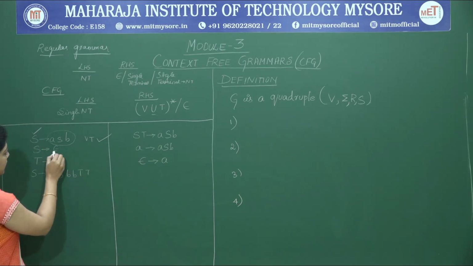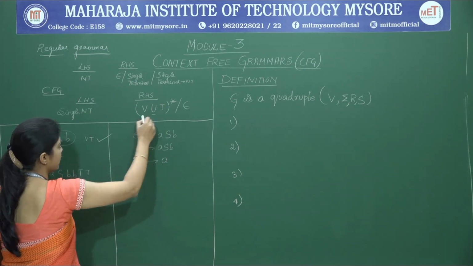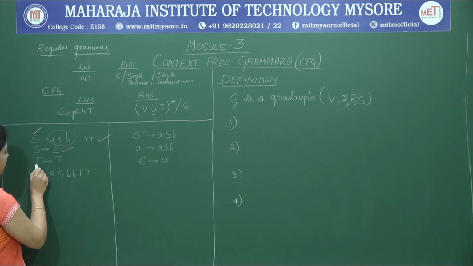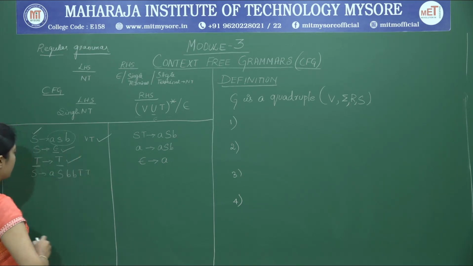You can see there is a single epsilon here. A star here means this entire thing could be an epsilon, so this is also valid. Then here again we have a single non-terminal that goes to a single non-terminal. This is also valid.